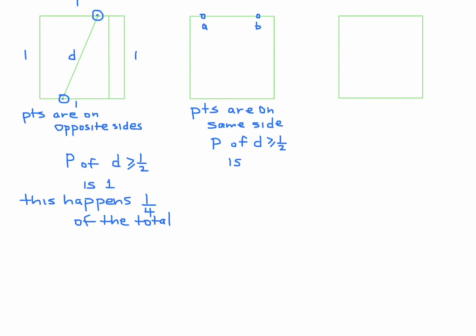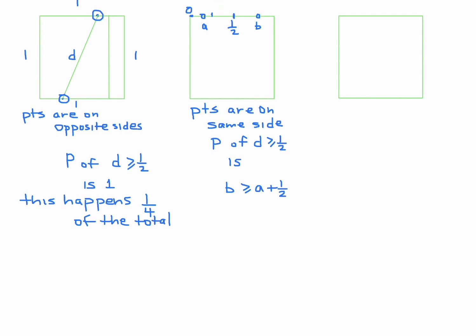Well, clearly for this line AB to be greater than a half, B has to be greater than A plus a half. Right? If A, for example, was 0, let's say this represents 0, then B's got to be at least a half. If A was, say, here, which is 0 point whatever, 0.2, let's say, then B's got to be at least 0.7.